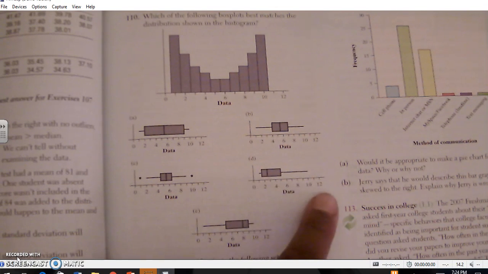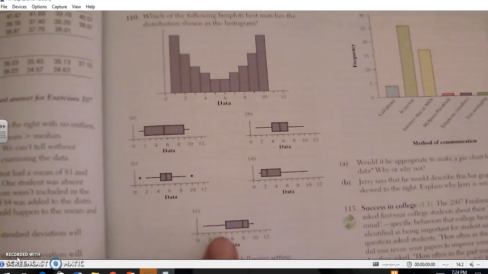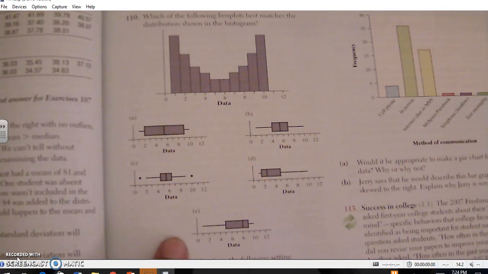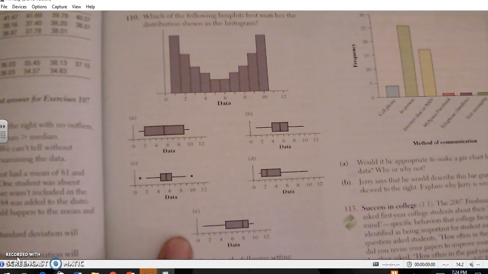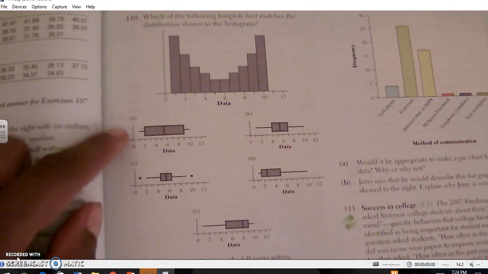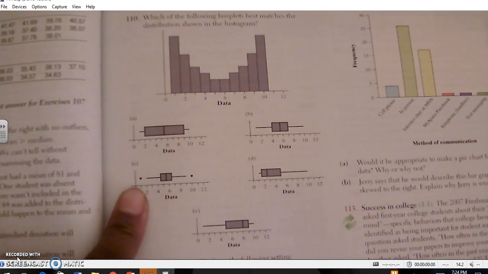This indicates that this data set is skewed right. The tail to the right means it's skewed right. This data set has the median far to the right and a long whisker out to the left. This tells us that our data set is skewed left. So we're choosing between A, B, and C.